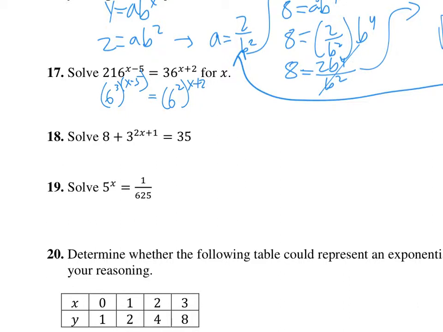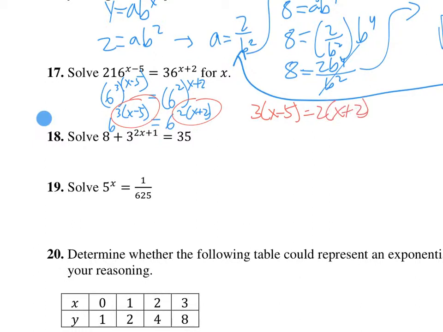Now we're going to multiply these. This is 6 to the 3 times x minus 5. Power to power, we multiply. This is 6 squared to the x plus 2. And since we have a common base here, we can say that these exponents are the same. So 3 times x minus 5 equals 2 times x plus 2. And so that's 3x minus 15 equals 2x plus 4. Solve that up, subtract 3x, add 15, we get x is 19.